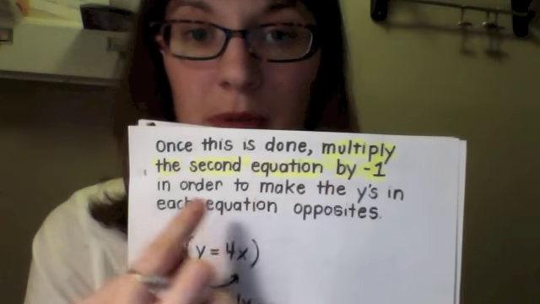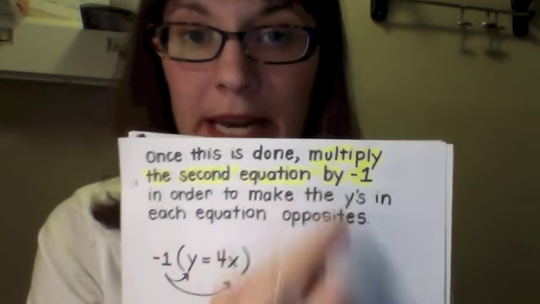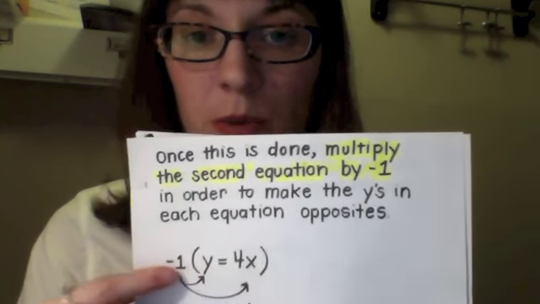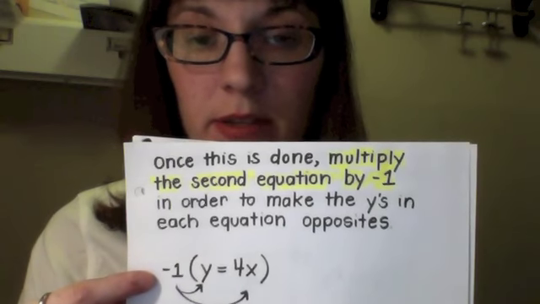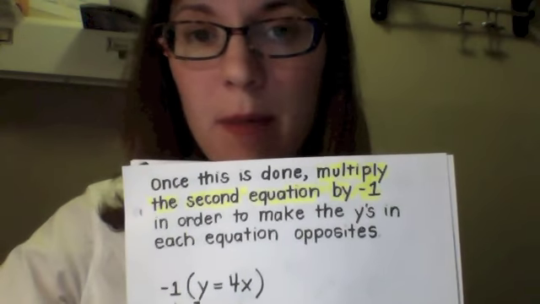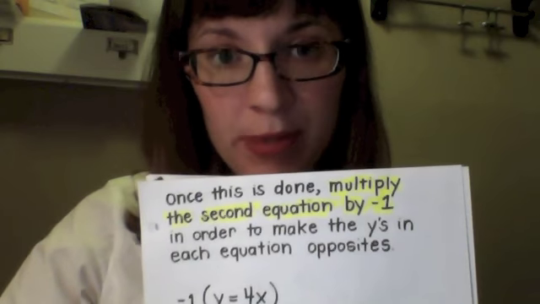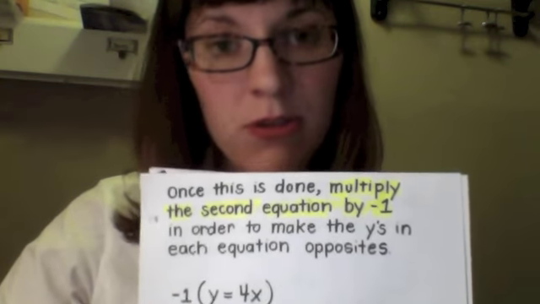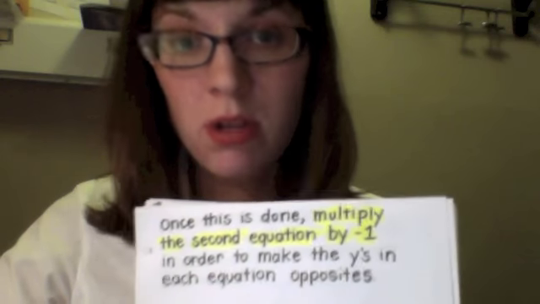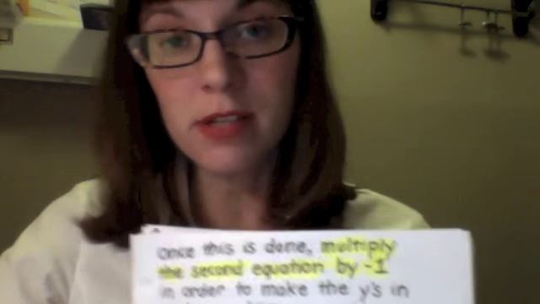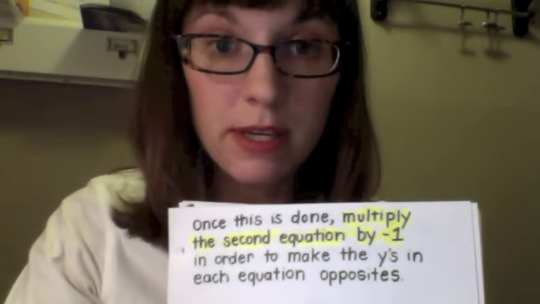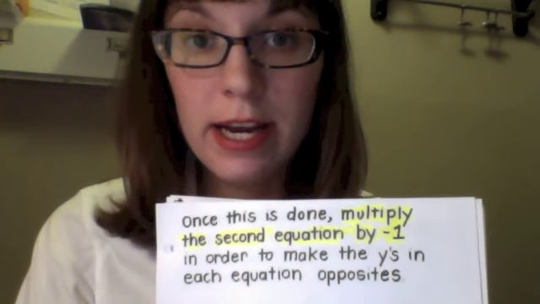Next, I multiply the second equation by -1. I took the second equation here, put it in a nest with a -1 outside. This may seem strange, but I do this in order to make the y's opposite. In math, opposite means opposite signs. So for example, the opposite of +2 is -2. The opposite of -4 is +4. The opposite of -x is +x. And the opposite of y is -y.